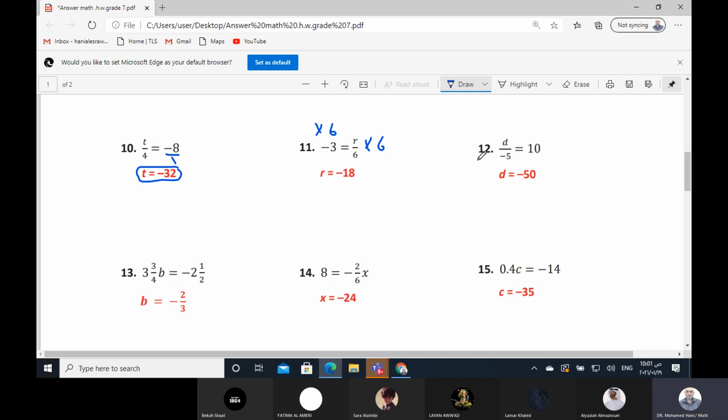Right. Who can help me with exercise number 12? Mister, on 10 we're going to put 1 so it will be a fraction. We're going to do cross multiplication. 1 times d will be d, and minus 5 times 10 will be minus 50. Who has any question here?